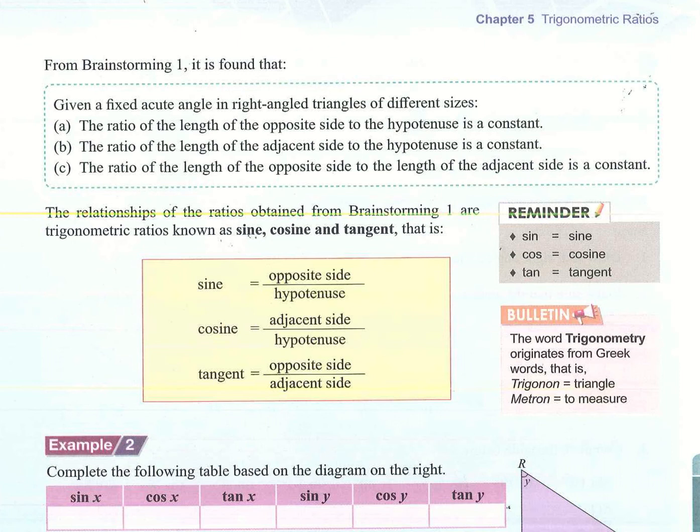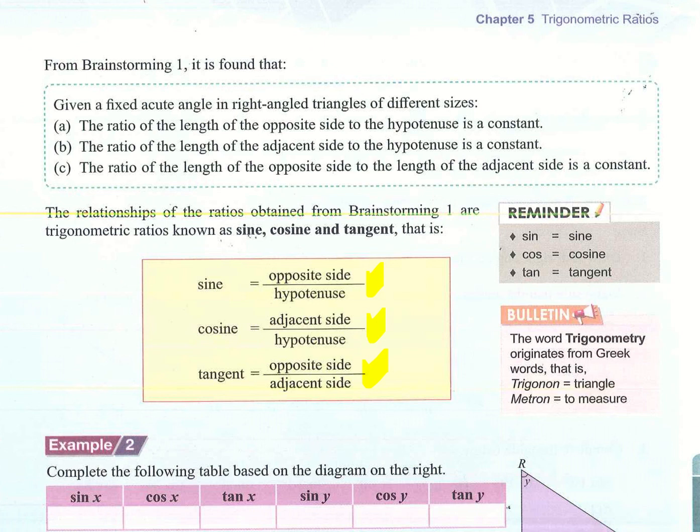Look at the formula given here. Sine equals opposite side over hypotenuse. Cosine equals adjacent side over hypotenuse, and tangent is opposite side over adjacent side. You have to memorize this formula, or you can use a mnemonic.